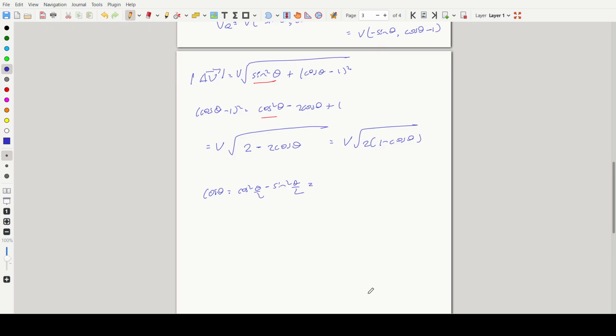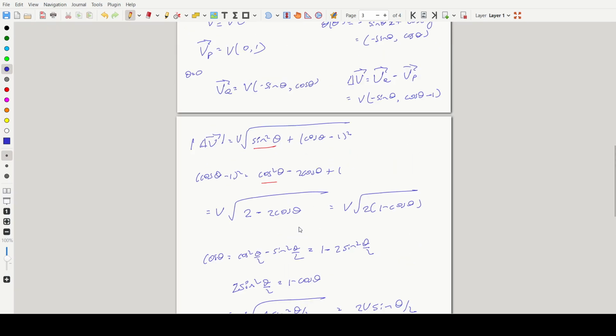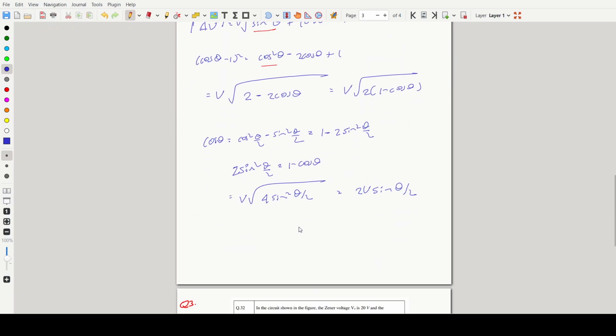Now I'll write cos square theta by 2 in terms of sine square theta by 2. So then it becomes this. Yeah. So now I get an expression for 1 minus cos theta, which is 2 times sine square theta over 2. I'll put that back into the square root. So 2 times 2, that's 4. 4 sine square theta by 2, or 2 sine theta by 2, which matches option C.